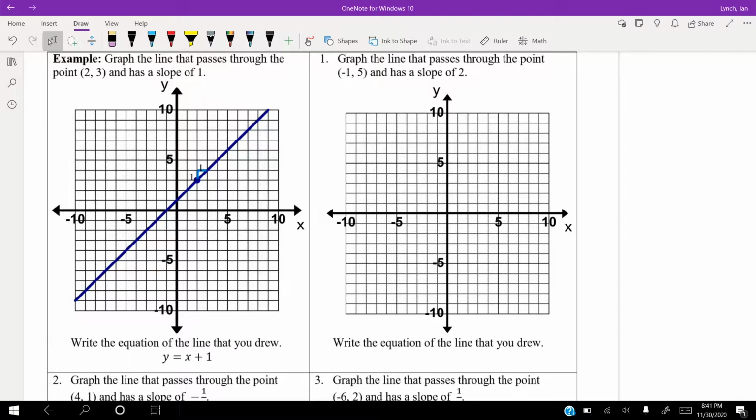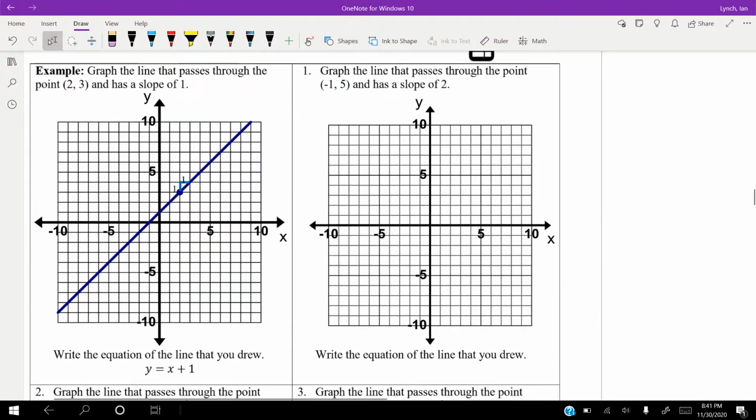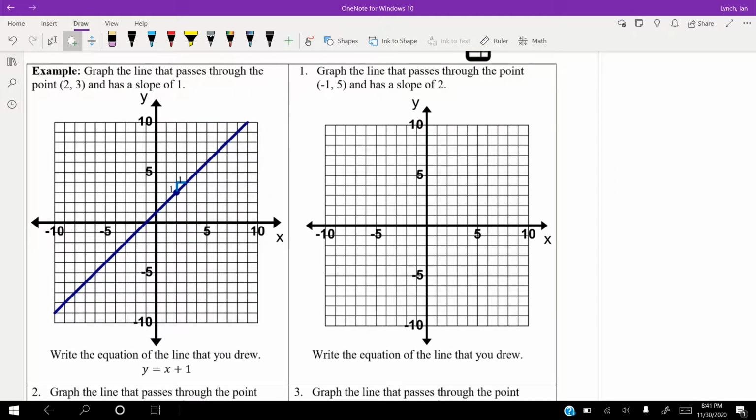So let's do it over here. Graph the line that passes through the point -1, 5, and has a slope of 2. So I'm going to go over here to -1, and I'm going to go up to 5. Oops, I don't have my marker. Pen. Just let me use the pen. There's my point, and it has a slope of +2. So I'm going to go up 1 and over. Sorry, up 2 and over 1.